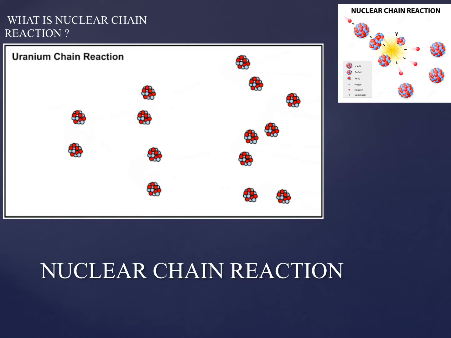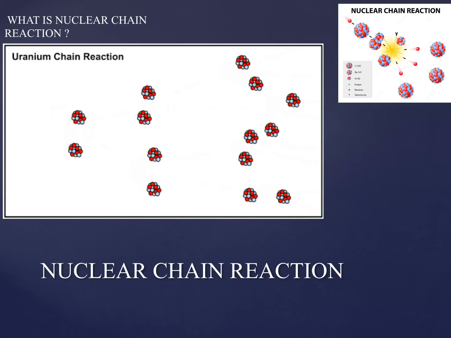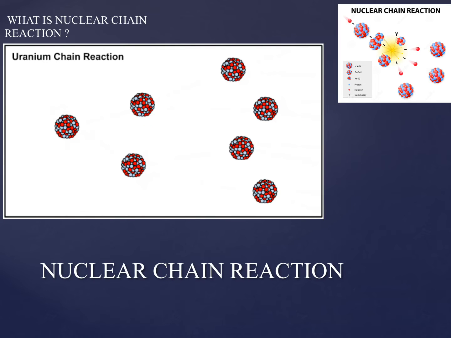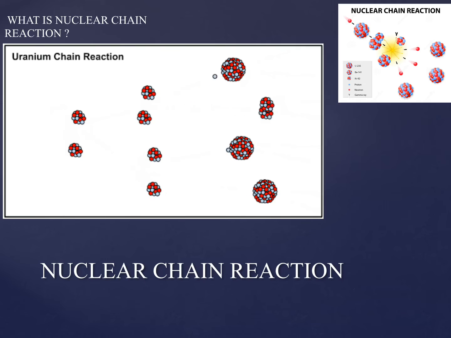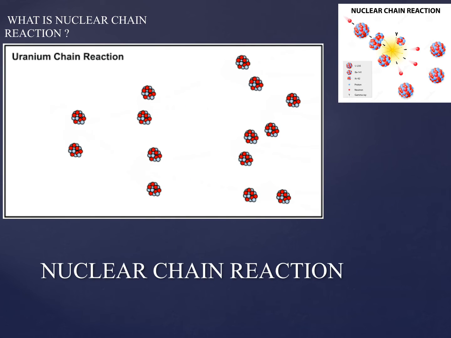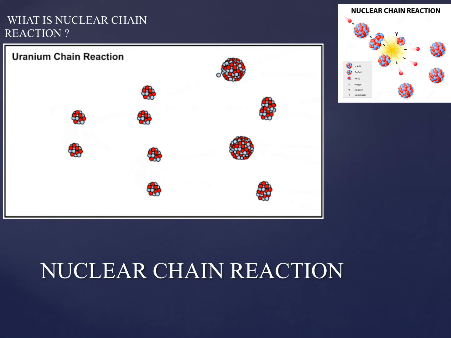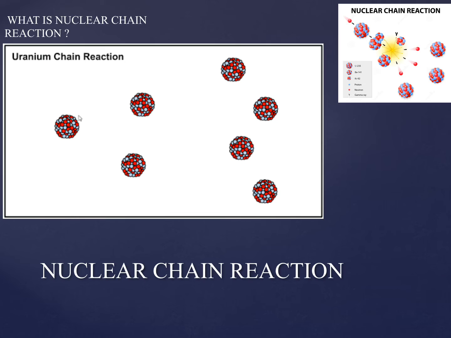Energy and more neutrons are given off. Now let's say that 2 or 3 of those neutrons were given off split other nuclei, and this process didn't stop. So this is example of nuclear chain reaction. Nuclear chain reaction is a continuous series of nuclear fission reaction. So, a continuous series of nuclear fission reaction is called nuclear chain reaction.